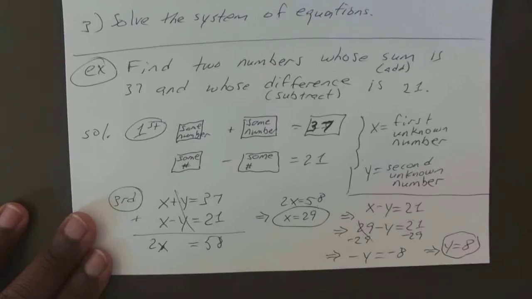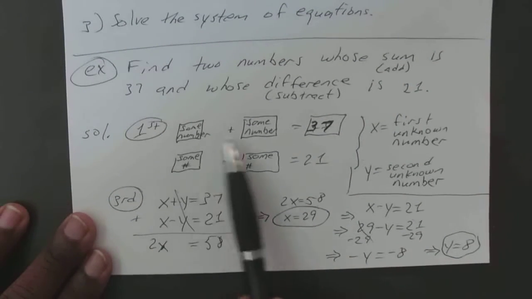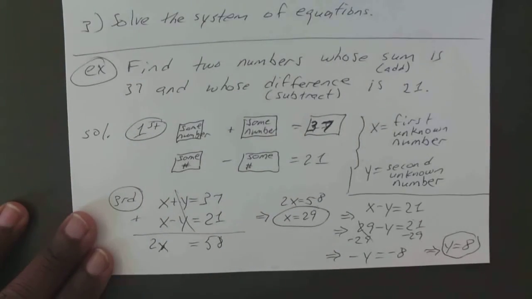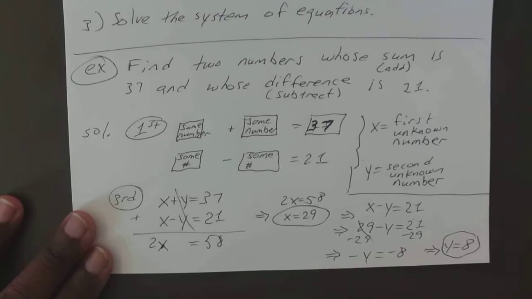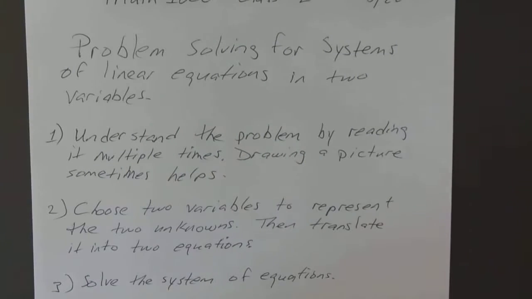Okay, so all you have to do is double check. 29 plus 8 is 37, 29 minus 8 is 21. So you know you have the right one. Okay, any questions on that one? All right. Like I said, you can do it multiple ways. This is just the method that I found kind of simplifies it a little bit because the questions can get a little bit complicated.